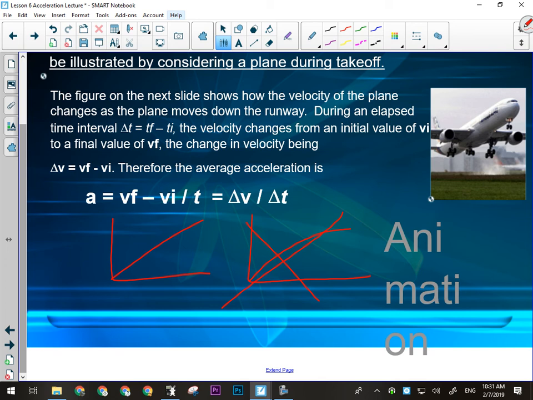Okay, this is the formula that you learned last year in Science 10. Change in velocity divided by change in time produces acceleration. All right, so that would be final velocity minus initial velocity divided by time gives me acceleration. All right, what were the units for acceleration? Anybody remember? Meters per second squared. Okay.